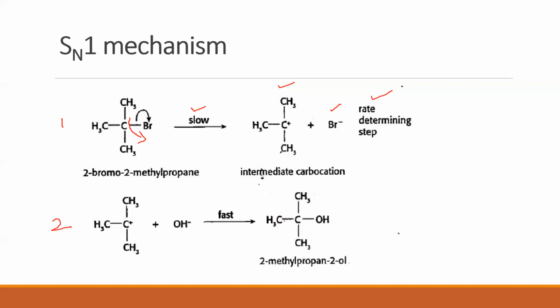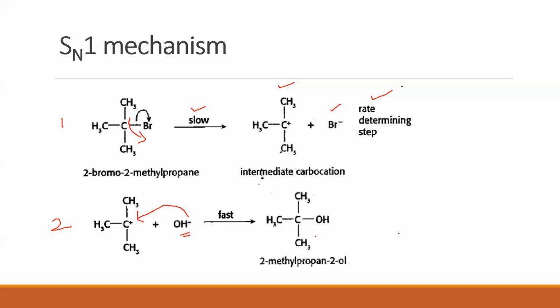Now what's happening in the second step? Now we know that the carbocation is unstable. This carbocation here is unstable. Why is it unstable? Because it has a positive charge there, a deficiency. In the second step, I have my nucleophile. This nucleophile will attack the positively charged carbon atom to form the product.